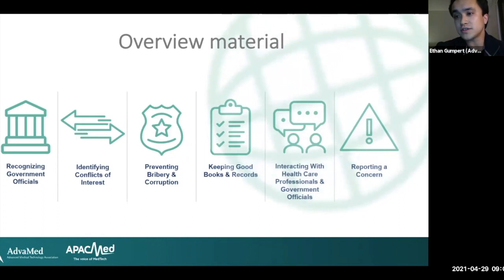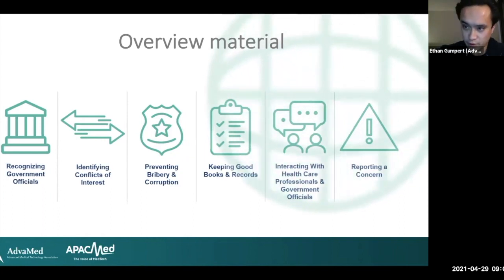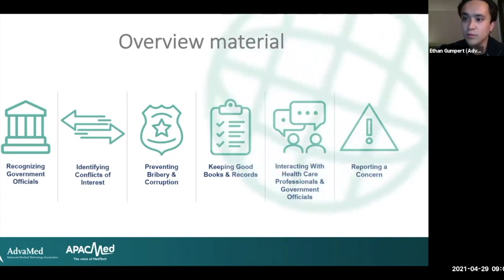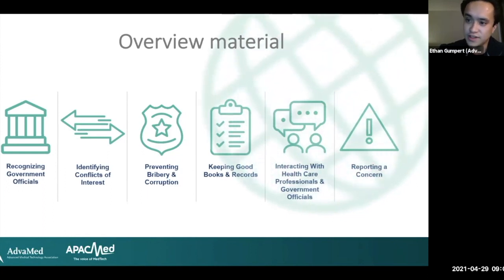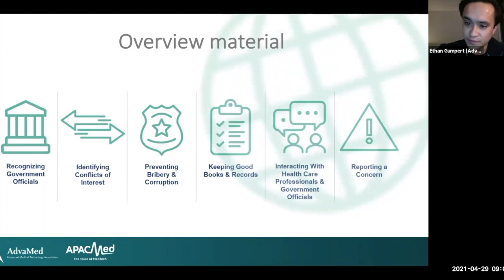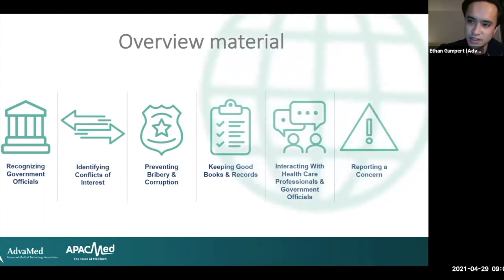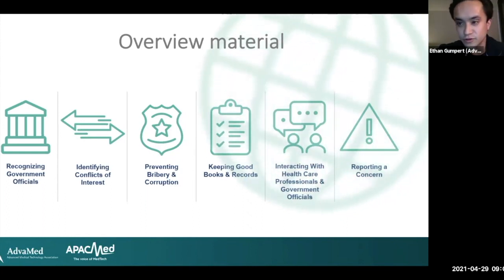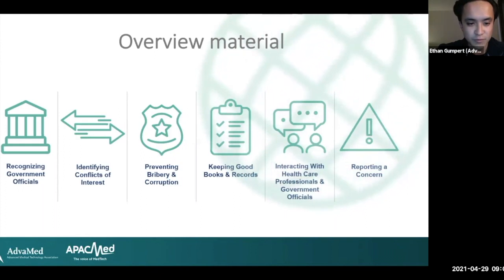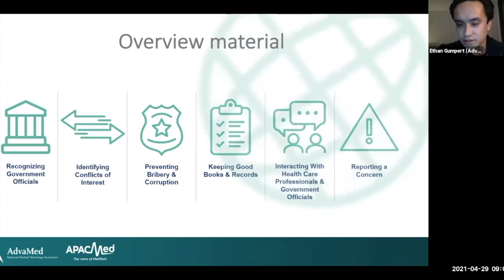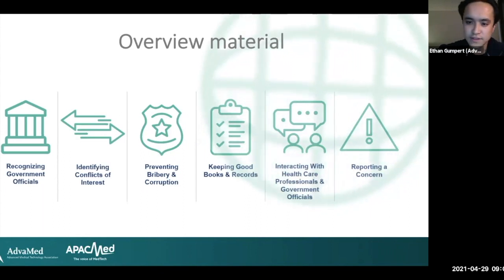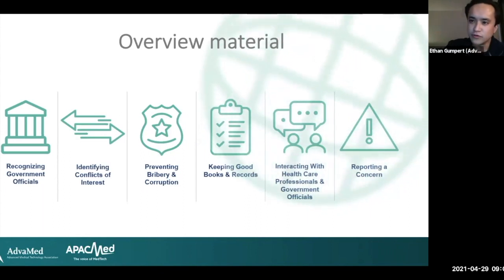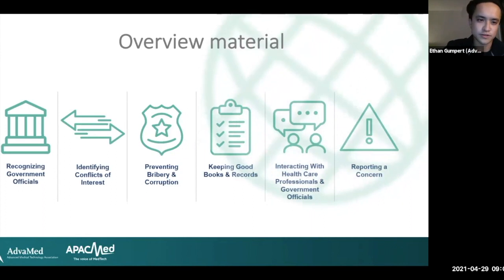Over the last 2 years, the working group of our members put together this global compliance toolkit. And what we wanted to do is make it very simple, easy to digest, easy to understand. So we set it on 6 key areas of global compliance for distributors: recognizing government officials, identifying conflicts of interest, preventing bribery and corruption, keeping good books and records, interacting with healthcare professionals and government officials, and lastly, reporting your concern.